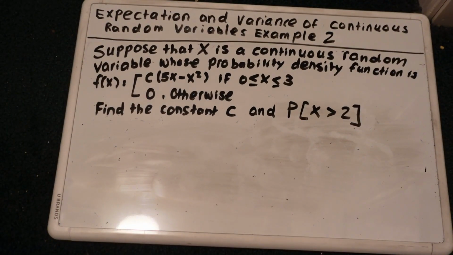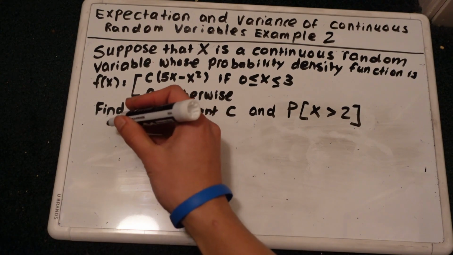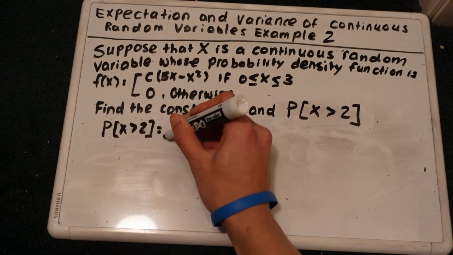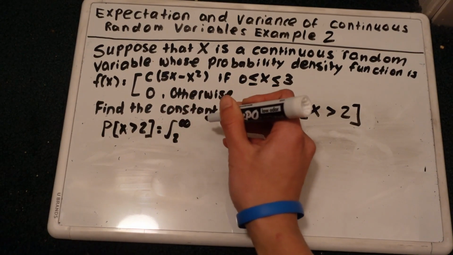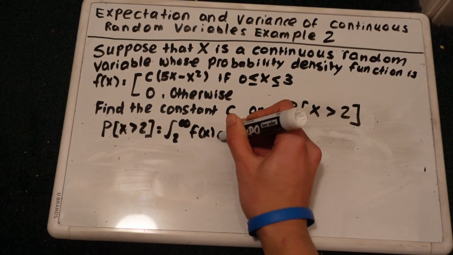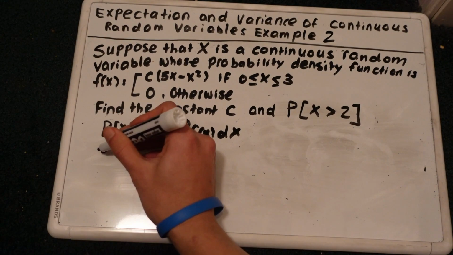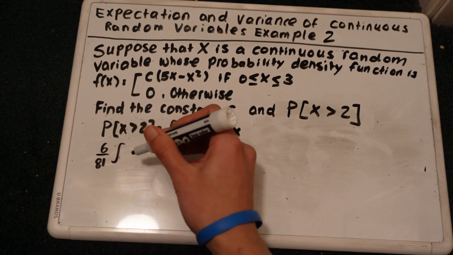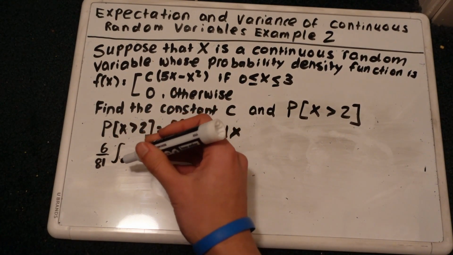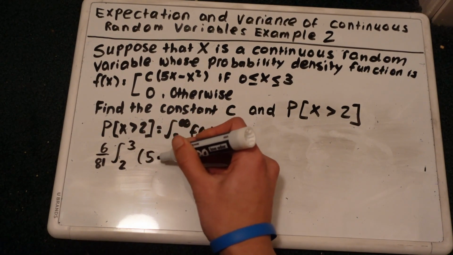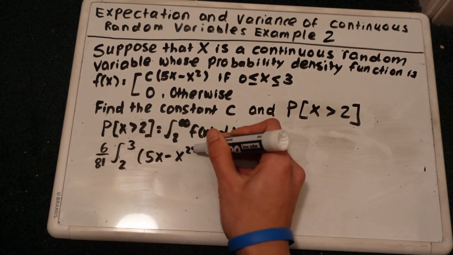Now let's find the probability that x is greater than 2. So the probability that x is greater than 2 is equal to the integral from 2 to infinity of f of x dx. Since we figured out what c is, which is 6 over 81, I'm just going to write 6 over 81 out of the integral from 2 to 3 of 5x minus x squared dx.